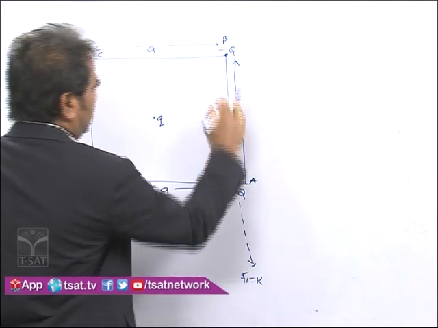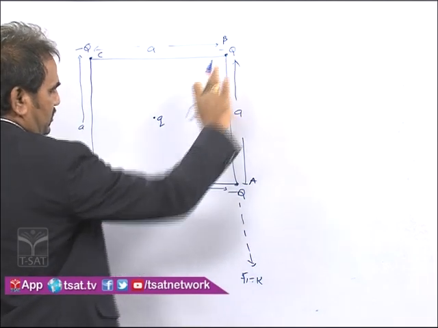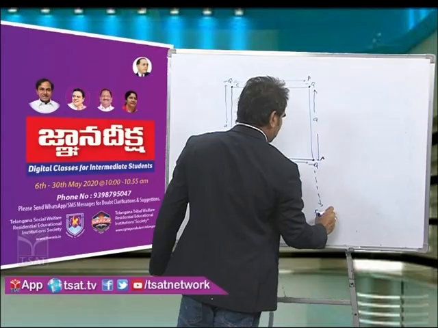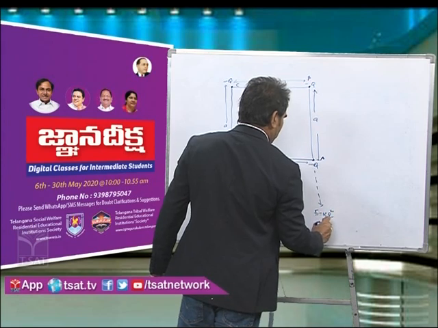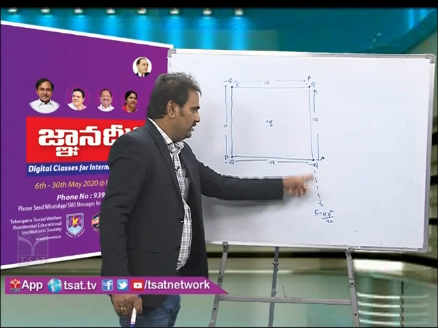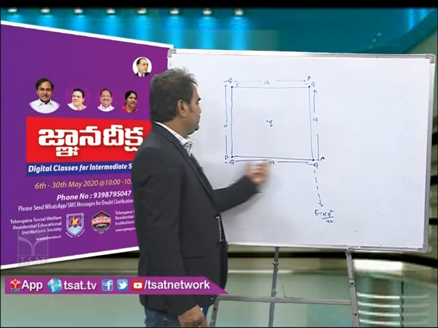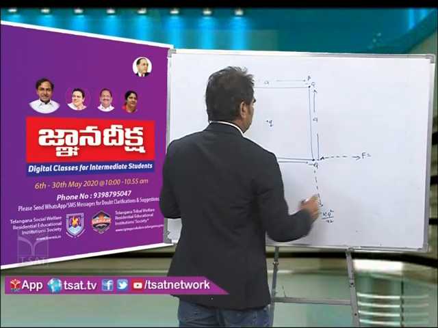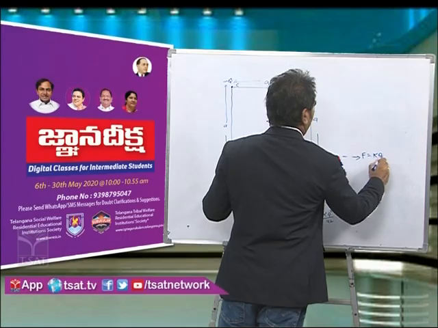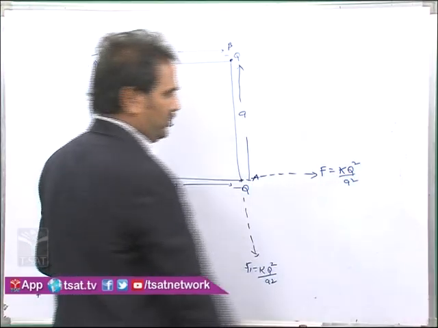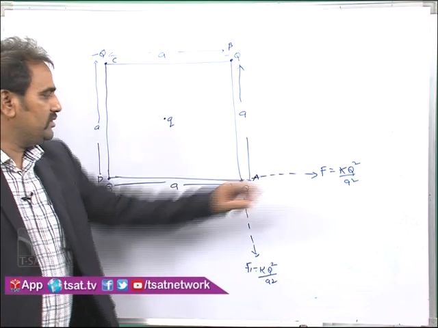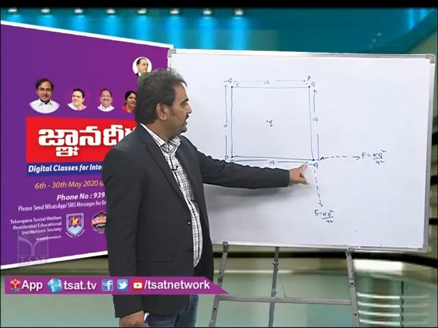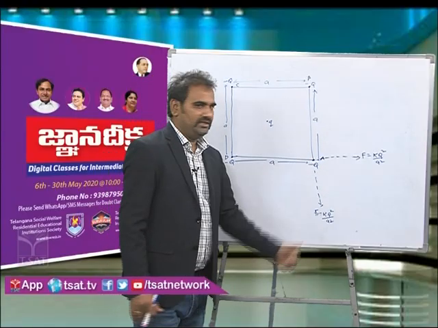F1 is equal to K into Q1 Q2 by R square, K into mod of Q1 Q2 by R square, that is Q square upon A square, which acts along the direction. The force between these two charges will act along the direction, that is F is equal to K into Q square upon A square. These two forces are equal in magnitude. They are acting at an angle of 90 degrees on the charge.